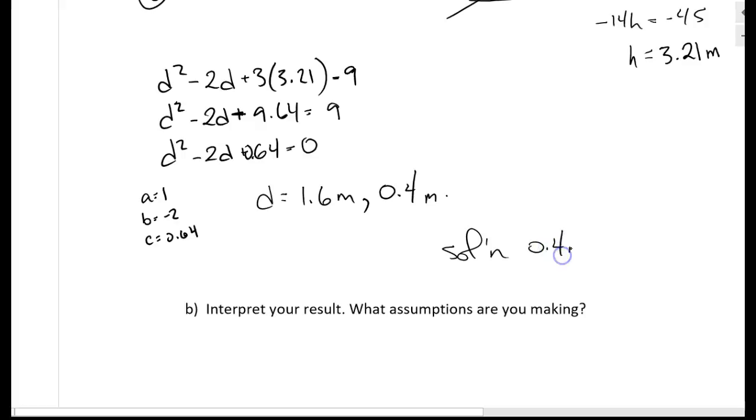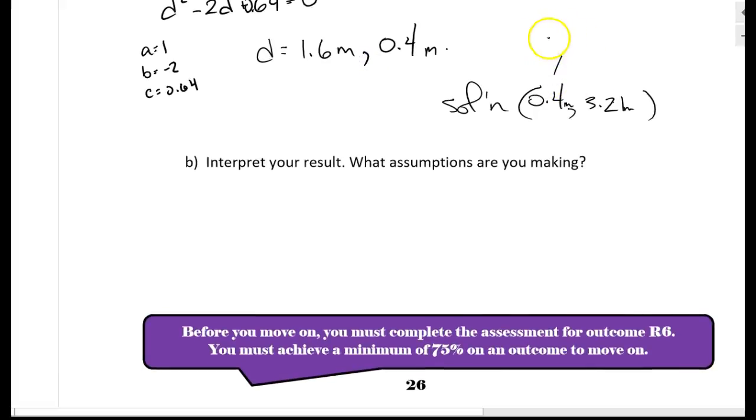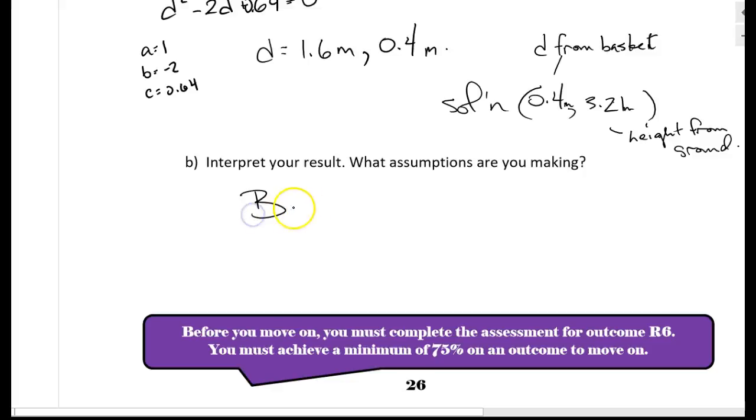So I'm going to say my solution is 0.4 meters and 3.21. Now we can include our units, or we can talk about it in terms of distance from basket and height from ground. Okay, what assumptions did I make? Well, I made the assumption that Ben was closer to the basket than far away.